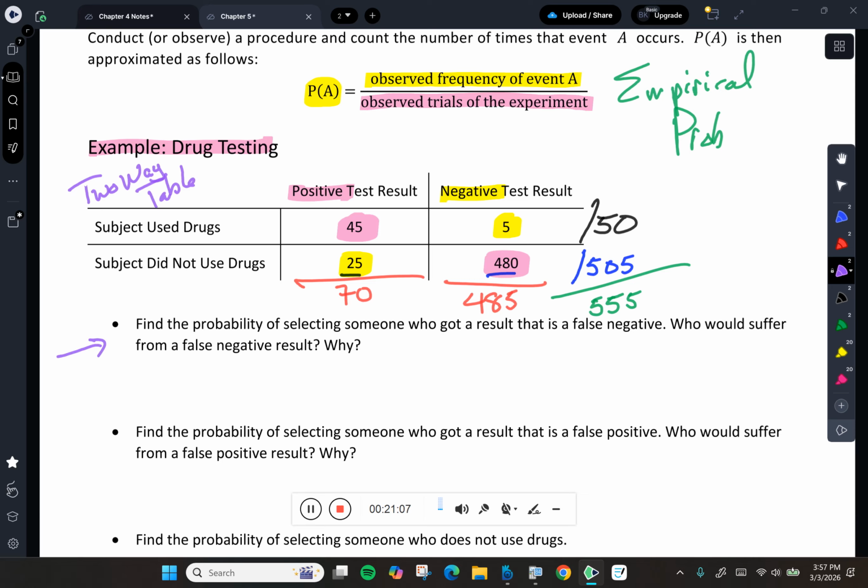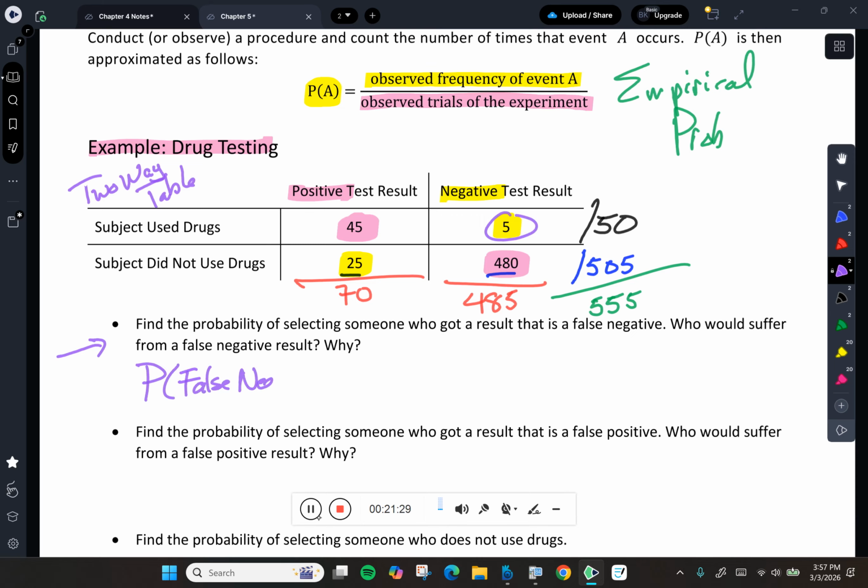First one asked me, find the probability of selecting someone who got a result that is a false negative. Okay, so what was the false negative? Oh yeah, the false negative was this, right? And so what's the probability of a false negative? Well, probability always starts out as a fraction. The numerator is going to be how many times we saw that thing, in this case the false negative. We saw that 5 times.